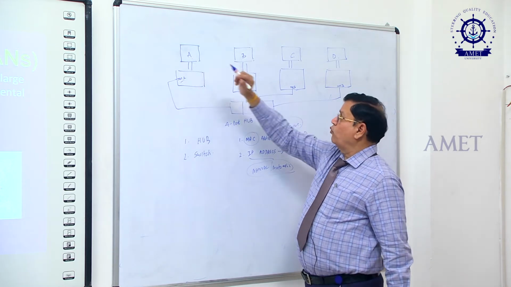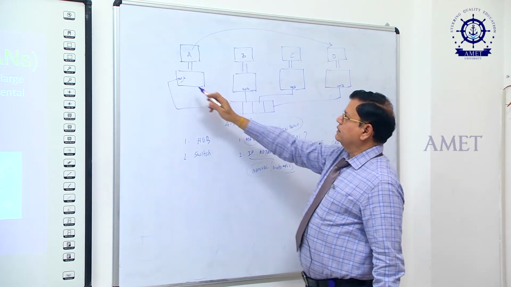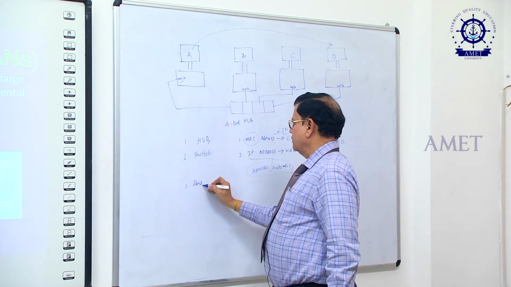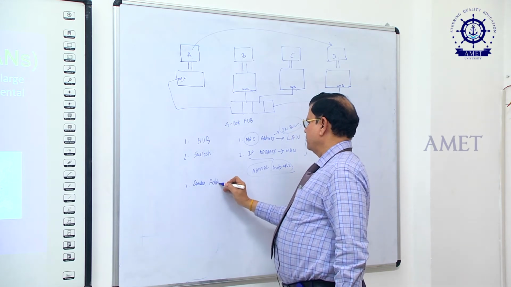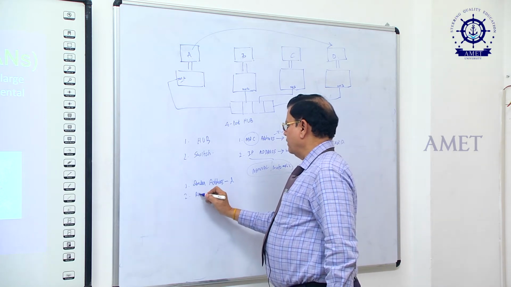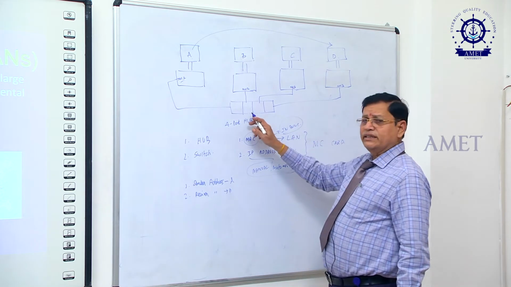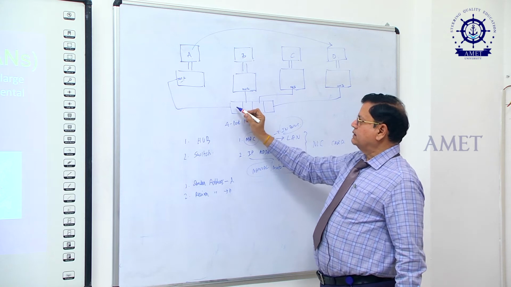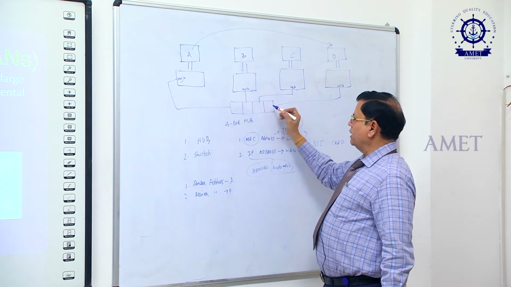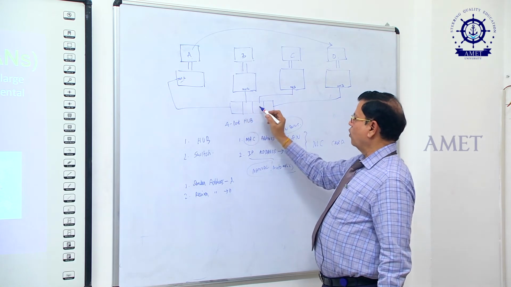Now, as I said, A wants to communicate to D, and it sends, what will it send? One is the sender address. What is the sender address? We call it A, and who is the receiver? This is D. Because it is a hub, this hub will broadcast the sender address and the receiver address D to all the 4 ports.